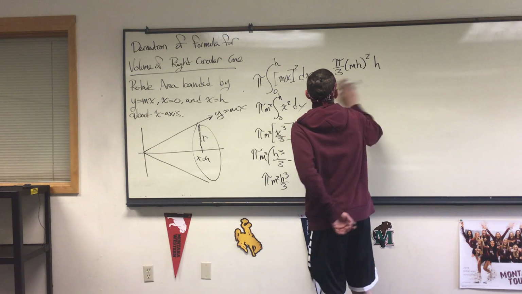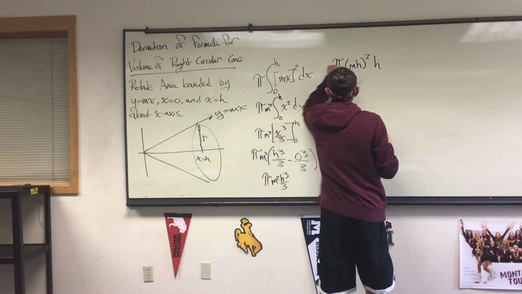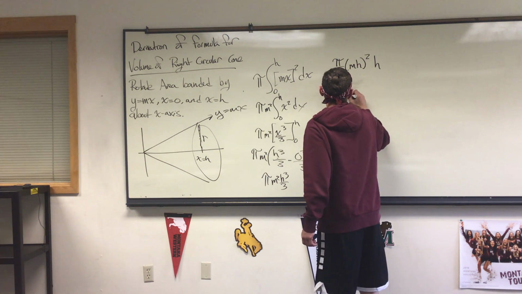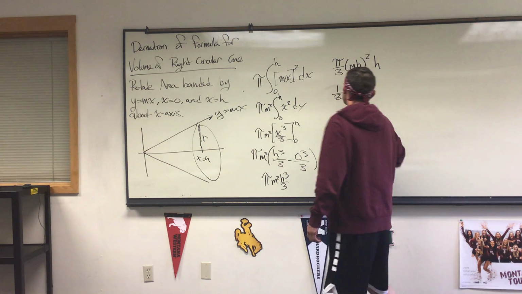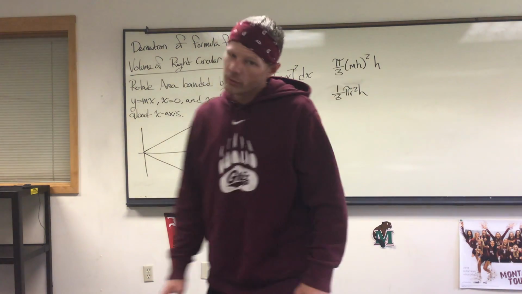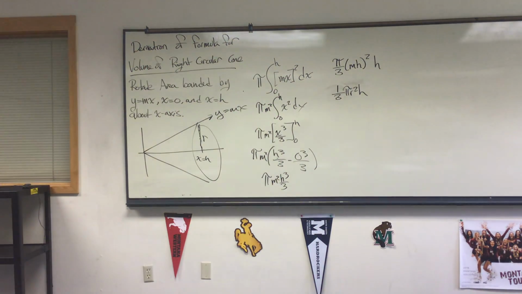So we have pi over 3 r squared h. Well, let's write it like this. I like to write it with the rational numbers out front, so I'm going to write 1/3 pi r squared h. And there you go. That is the formula for the volume of a cone. All right.